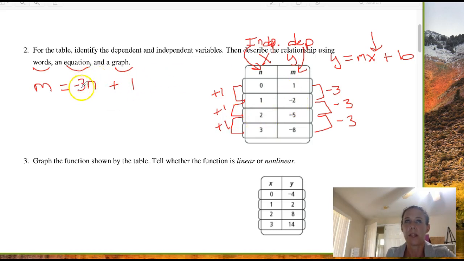2 times -3 is -6, plus 1, -5, and then 3. 3 times -3 is -9, plus 1 is -8. It works. So let's state that in words. In words, so I would say there's my equation.